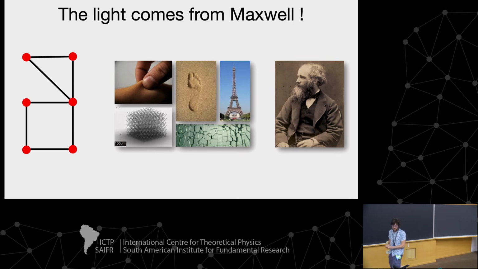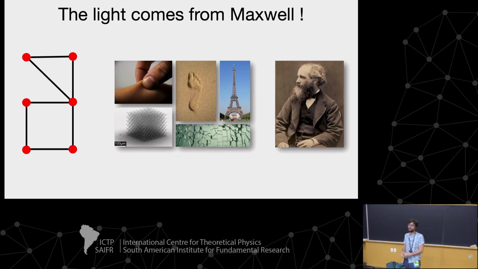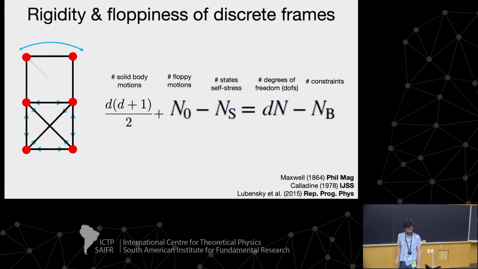We're going to start with that. And I guess maybe that's what connects this lecture to the rest of the school: the Maxwell physics of disordered materials is very connected to the physics of metamaterials, because it comes from Maxwell-Calladine, from that formula that I guess you have discussed.